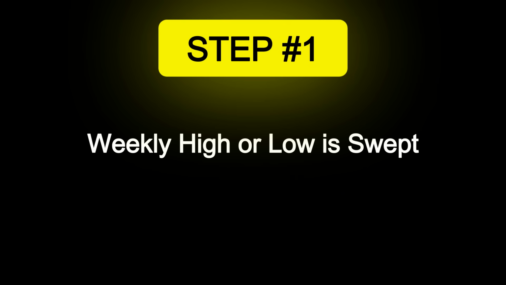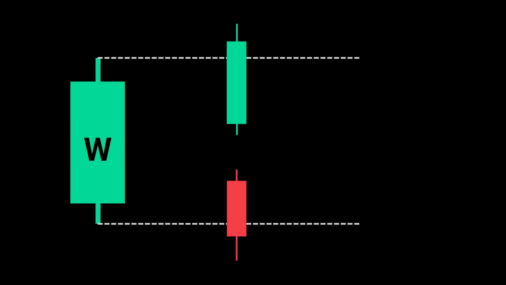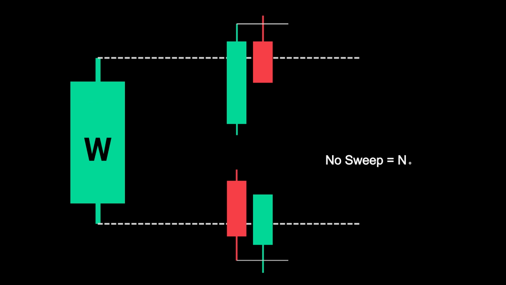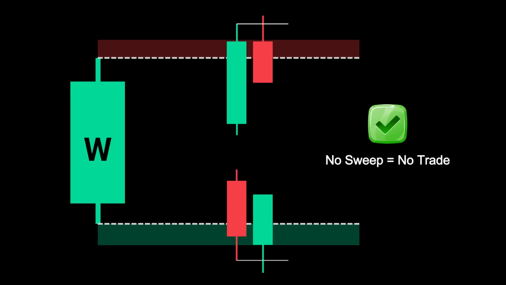Step number 1, weekly high or low is swept. First, price must sweep either the weekly high or the weekly low. No sweep equals no trade. This tells us liquidity has been taken and direction can now be released.